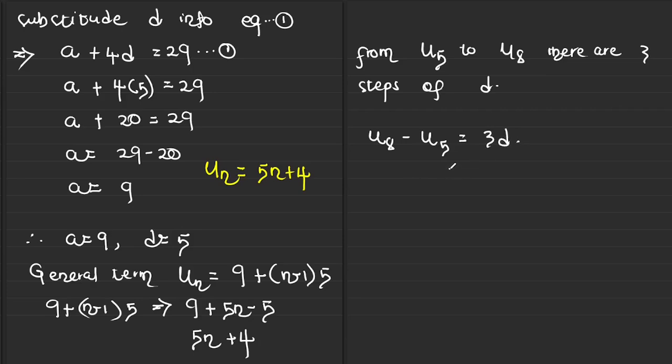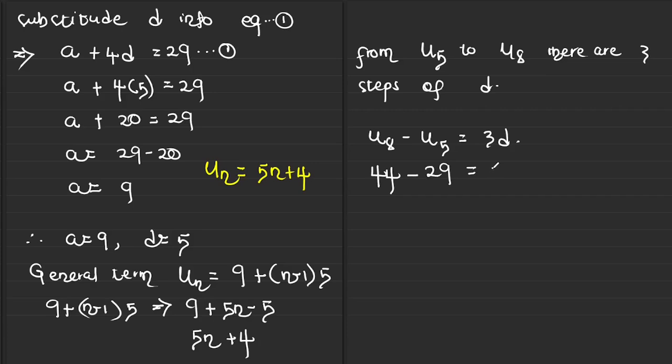3D. You know why we are saying 3D? Because we have skipped D 3 times. We needed to add the difference 3 times. And we know from our question that our U8 was given us a 44. And then our U5 was also given us a 29.